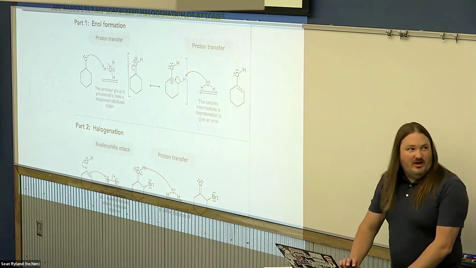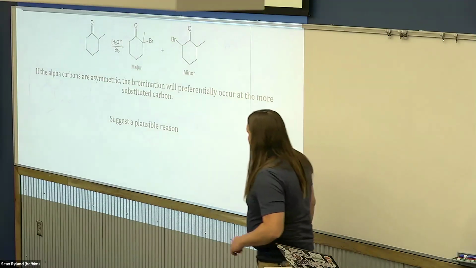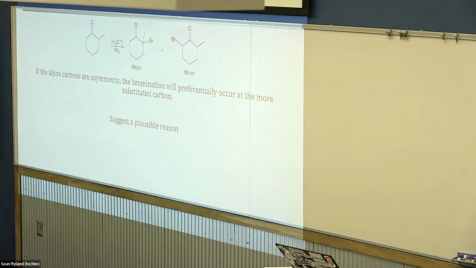All right, so with that mechanism in mind, here's our last slide for the day. If the alpha carbons are asymmetric, the bromination will preferentially occur at the more substituted carbon.